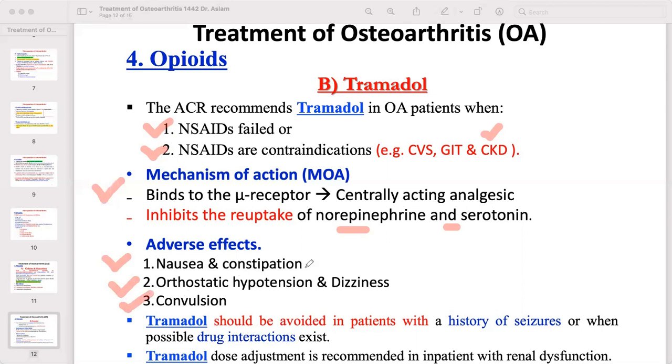If there is nausea and constipation, patient should use some laxatives with the use of opioids or tramadol to avoid the constipation. If there is any orthostatic hypotension, patient should use the tramadol during the evening time or night time, before the sleeping.